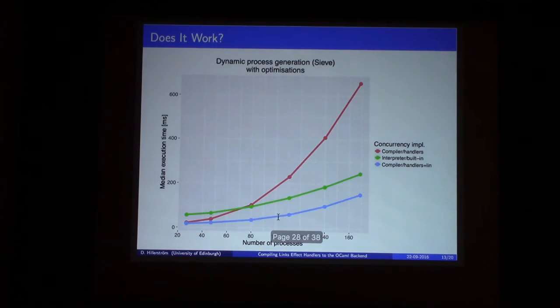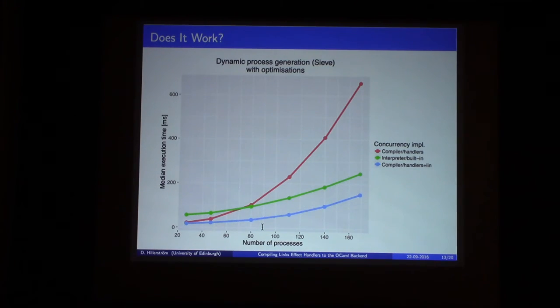And does it work? Oh yes, it works. So here now the interpreter changed to a green line for some reason, but it's the same. The red one is still the handlers implementation without optimizations, and the blue one down here is when I linearize my handlers, and you see I am able to recover a lot of performance. So, all good.